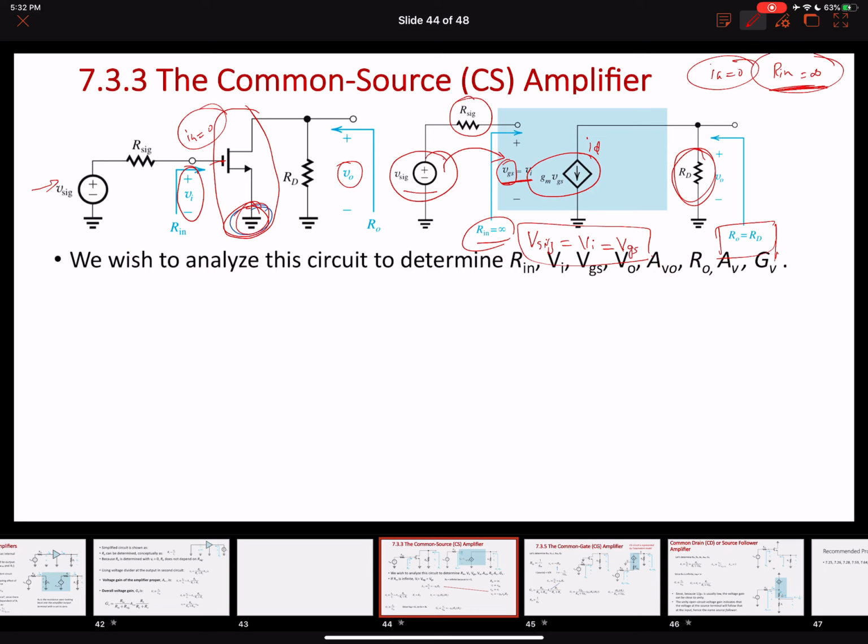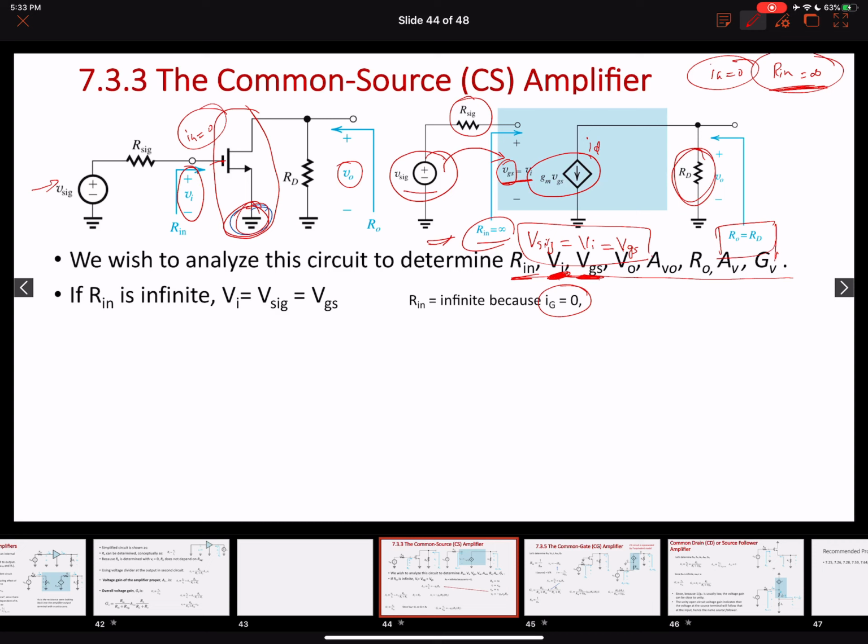Okay, so let's analyze the circuit. While analyzing the circuit, we have to determine all of these values. Our Rin is infinite. We already determined that because our gate current was equal to 0. So the input resistance will be infinite. This means that our input voltage will be equal to the signal voltage, right? And why is that? Because again, the resistance is infinite, so there will be no loading effect. And since our input voltage is equal to the gate to source voltage, which is applied in between the gate and source terminals, all three of them are equal: Vi equals Vsig equals VGS.